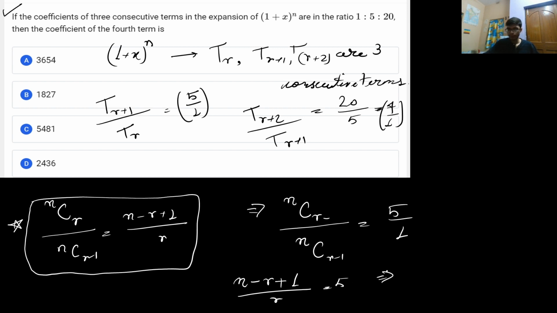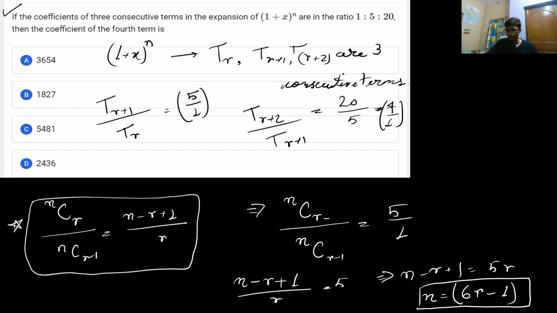If you rearrange this, n minus r plus 1 is equal to 5r. So n is equal to 6r minus 1. So from here you get the value of n as 6r minus 1. All right, so this is the first equation. Let me label this as the first equation.